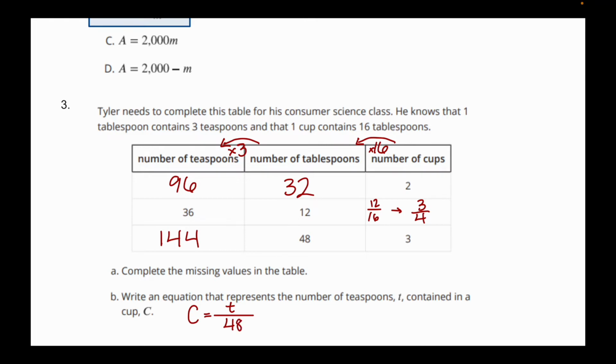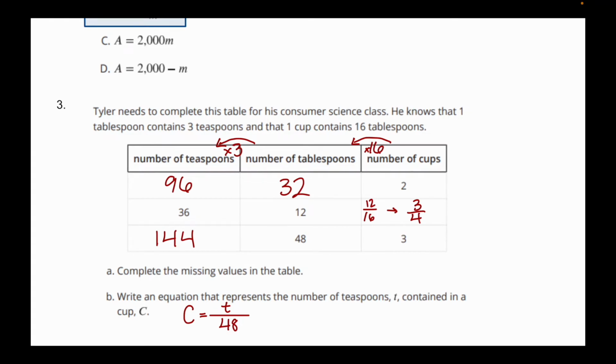Now, if you're not sure, you can always check starting with a value of t. So if I start with, I want to check is 3, I'm going to use the values at the very bottom row of my table. Is 3 equal to 144 divided by 48? Because I want both sides to be equal.